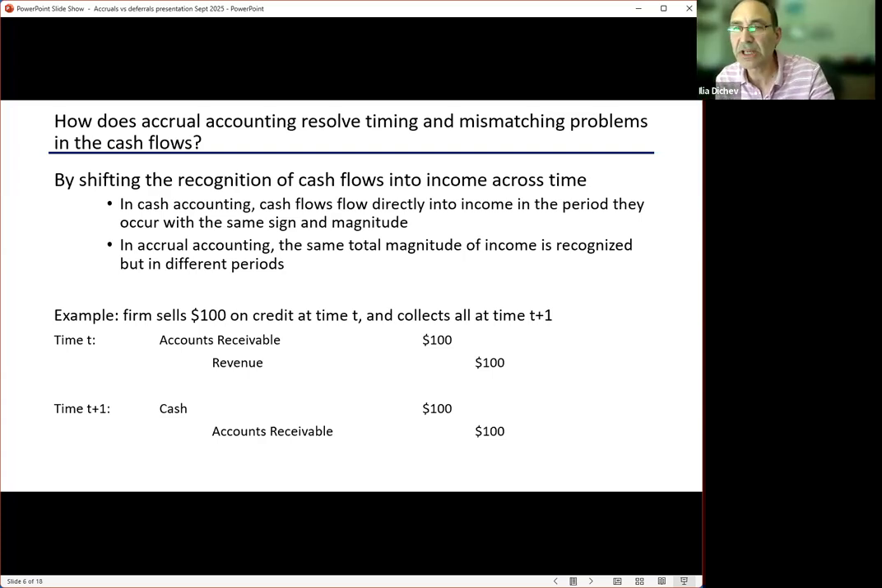Wait, I screwed up. I didn't get the last part. So the cash is in T+1. If in fact you recorded the accrual of accounts receivable in T and they paid it off in T, okay? Yes. Under your definition of accruals, the accruals would be 0.